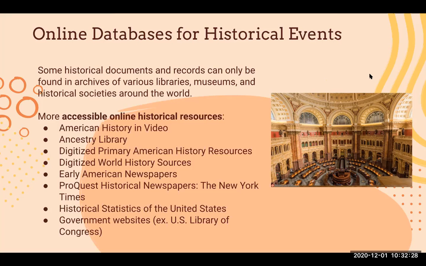So we can use these online historical resources that are more accessible, such as American History and Video, Ancestry Library, digitized primary American history resources, digitized world history sources, early American newspapers, ProQuest historical newspapers, historical statistics of the US, or government websites like the US Library of Congress, which is pictured on the right. And especially in a time like COVID, it's a good alternative to use online databases because we can't go out into museums as much anymore to see data for our research.